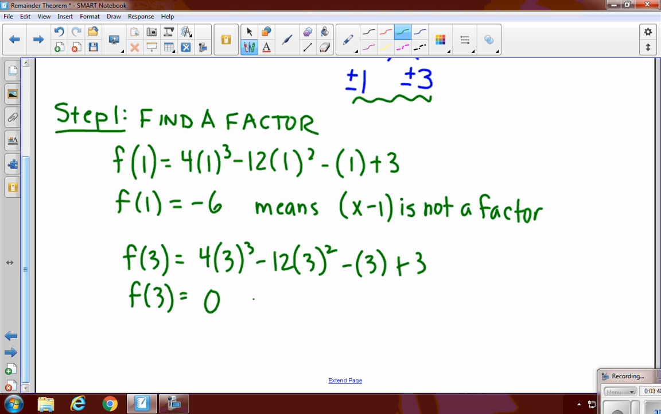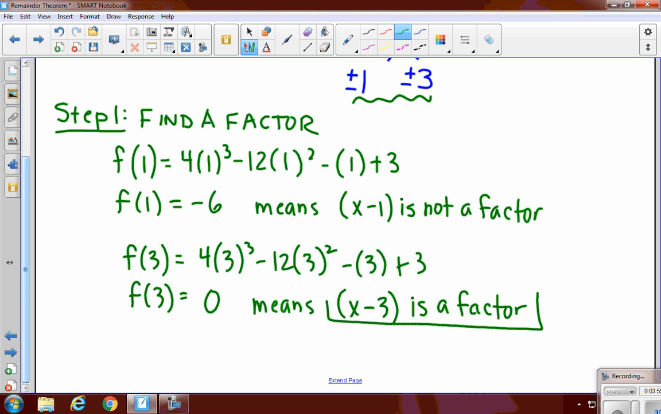So what does that tell me? This means x minus 3 is a factor. So that is an important thing to know. One of my factors is x minus 3. Now you could just keep going and trying to see if you could find the other factors some way.